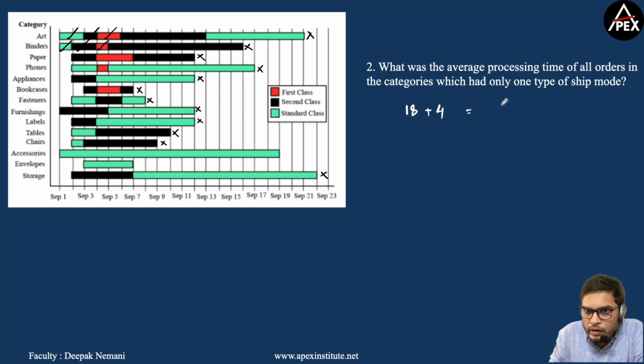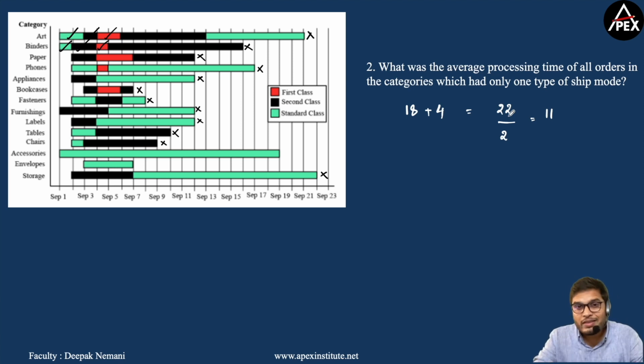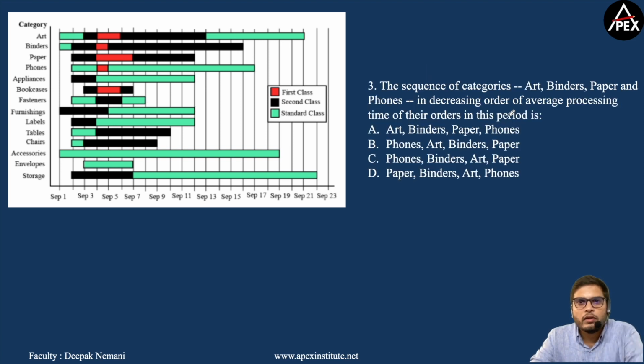So the total processing time is 22 days divided by 2. So the answer for this question should be 11 days. So this is one more very easy question asked from the given set. Now moving ahead to the third question.